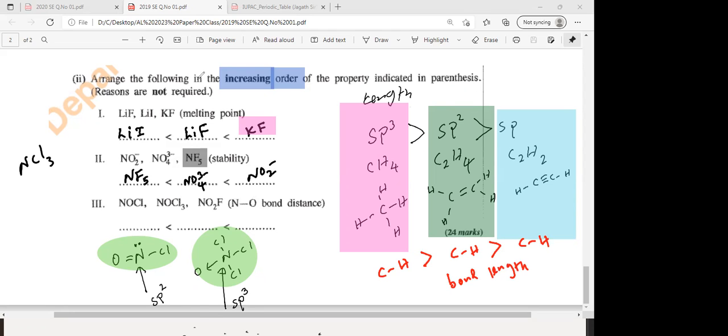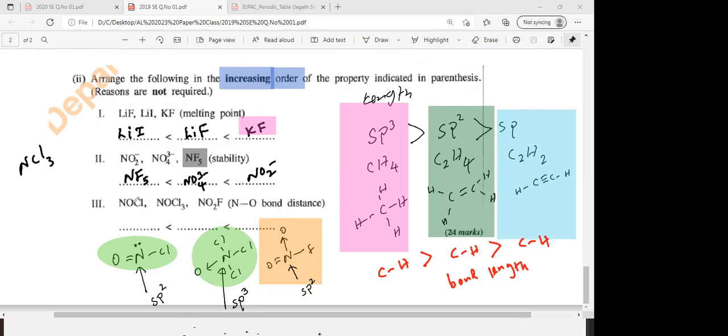So same scenario here. NOCl3 is sp3. I'll draw here what NO2F is. I erased that, so I'll draw it again here. NO2F, like this. So this is sp2, no? sp2. There are three repulsion units.